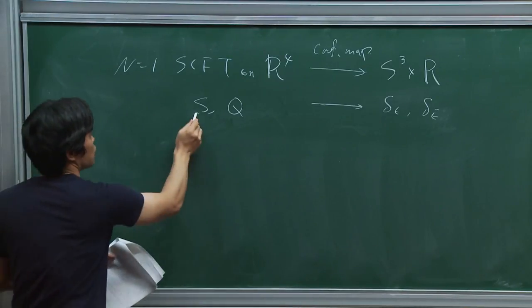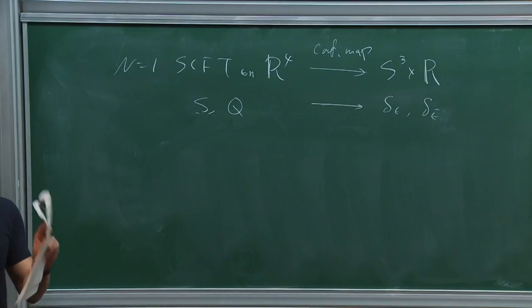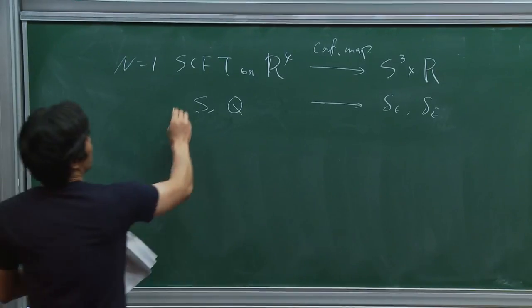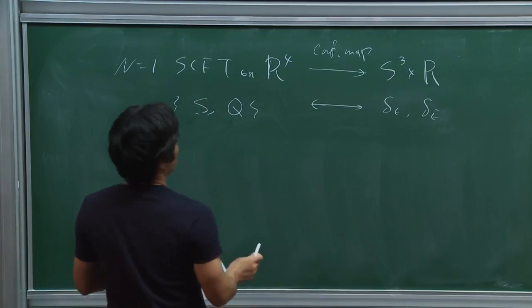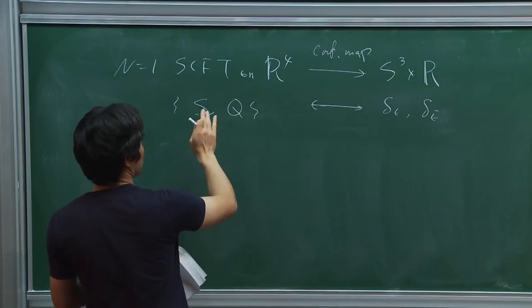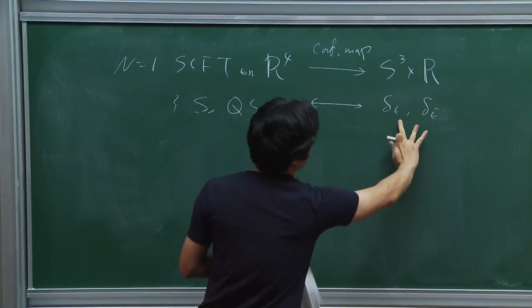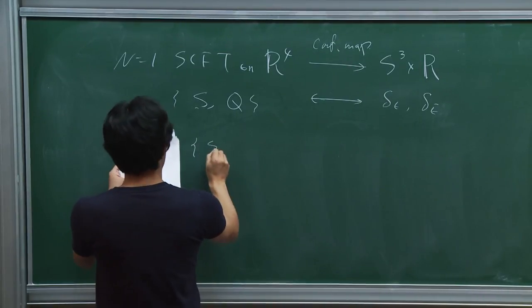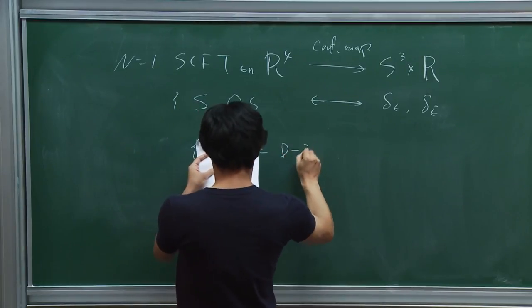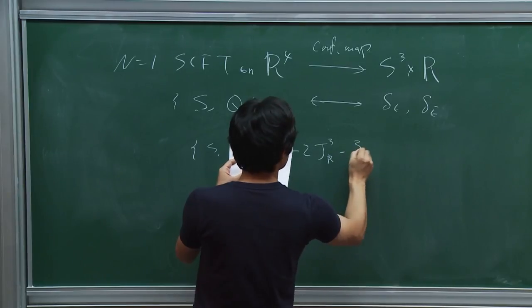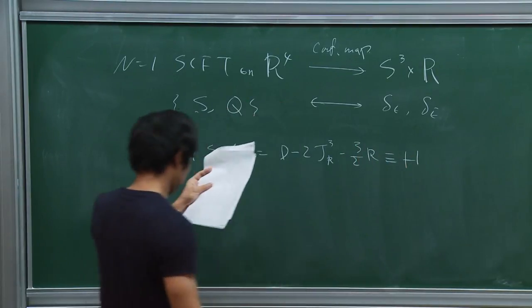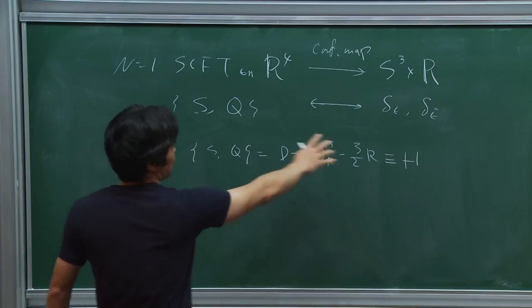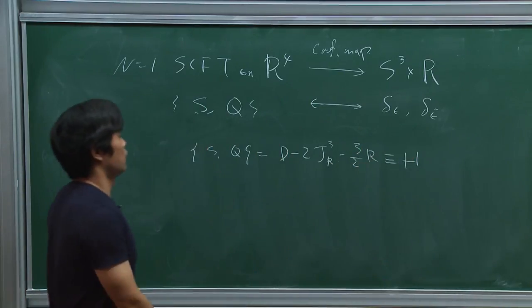Because S is a superconformal generator. The superconformal generator and the Poincaré supercharge give a dilatation and a special conformal transformation. So this map relates the superconformal charge S and the supercharge Q to this epsilon and epsilon bar. Okay. Then we can calculate the H. So then the commutator of this one, we can compute it from here.